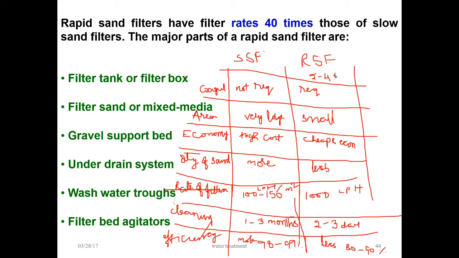Clear? Next, under drainage system: laid to receive filter water, open joint pipes in the slow sand filter; in the rapid sand filters, laid to receive filter water and also to pass backwash water at a high rate, manifold and lateral. So these are the main important differences between the slow sand filter and the rapid sand filter.